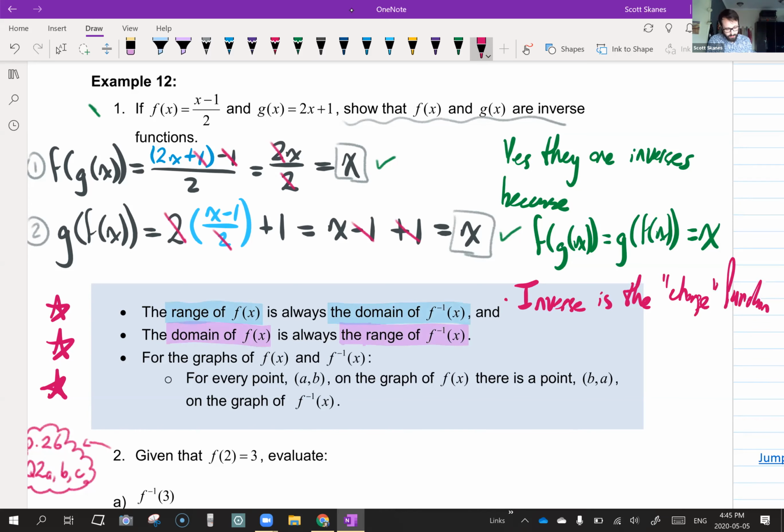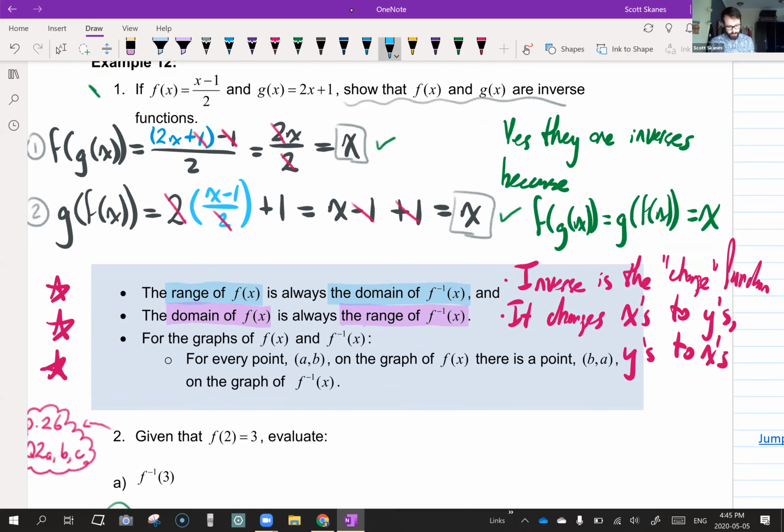And by that, I mean it changes x's to y's, and it changes y's to x's. And that includes domain and range. So the last thing I'll put here, that means that domain and range switch places. X and Y switch. Domain and range switches. Everything gets oppositified.